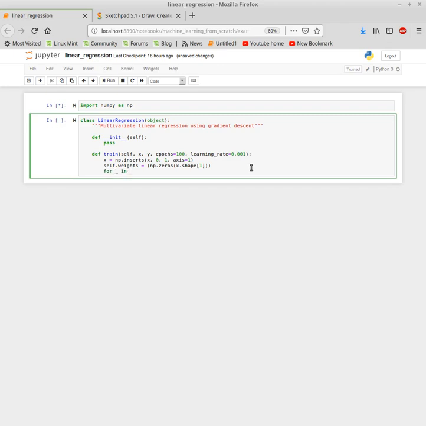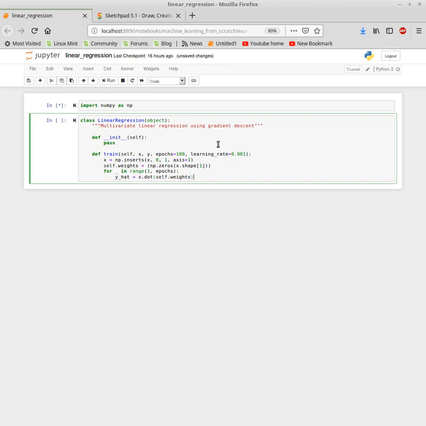So we'll just say for i in range epochs, so we're going to iterate like we saw. And we'll just say y hat equals X dot self.weights. So this is just a dot product of your X values, your input values, with the weights.